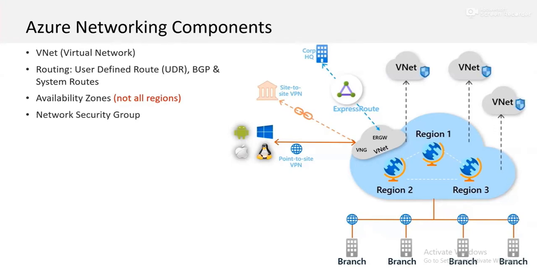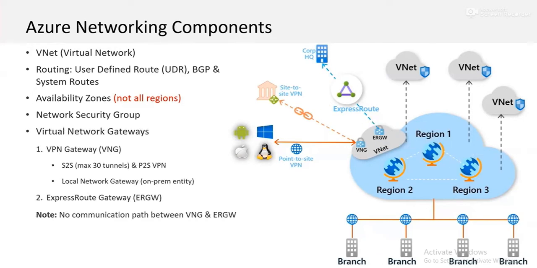We talked a bit about the network security group. Again, that's the 5-tuple ACLs that can be applied to either a subnet or a NIC on a virtual machine. And then we have the concept of virtual network gateways. Virtual network gateways are a special Azure component that allow for the termination of on-prem connectivity, whether that's ExpressRoute, which is that private circuit to on-prem, or a site-to-site VPN tunnel.